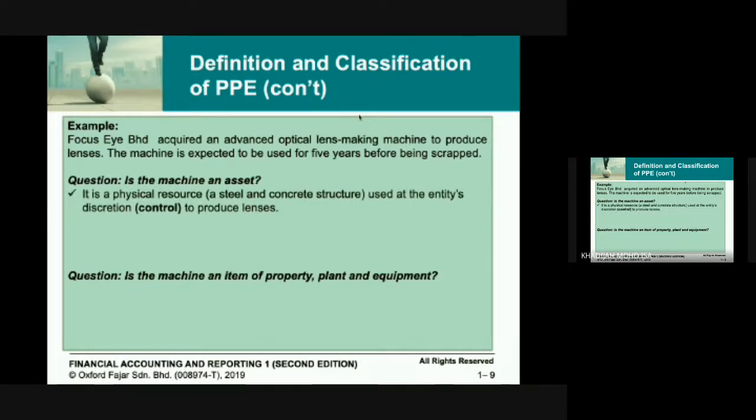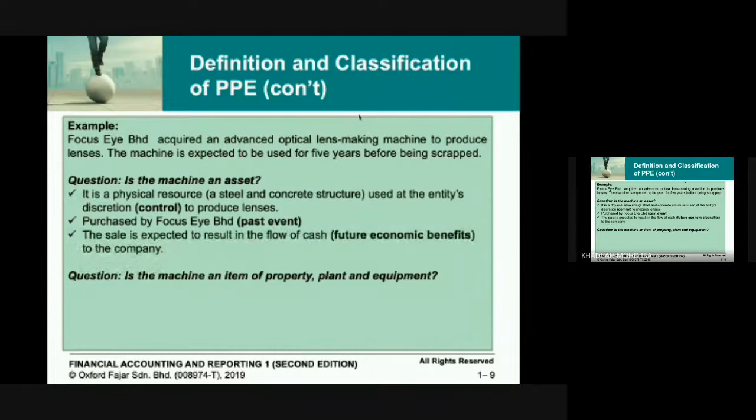Yes, it's a physical resource, used at the entity's discretion, because you purchased that, you decide how to make use of the machine. So you have control over the machine, and it was purchased by Focus Eye, so that is a past event. And then the sale is expected to result in the flow of cash, because why? The advanced machine can help the company to maybe produce more lenses. So these are the future economic benefits of the asset, in this case, of the machine. So you say that, okay, the machine is an asset.